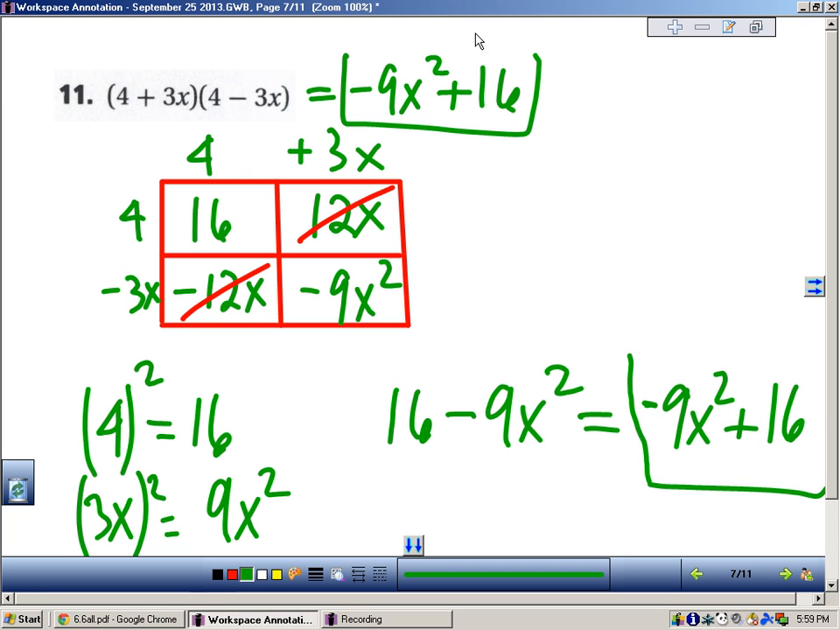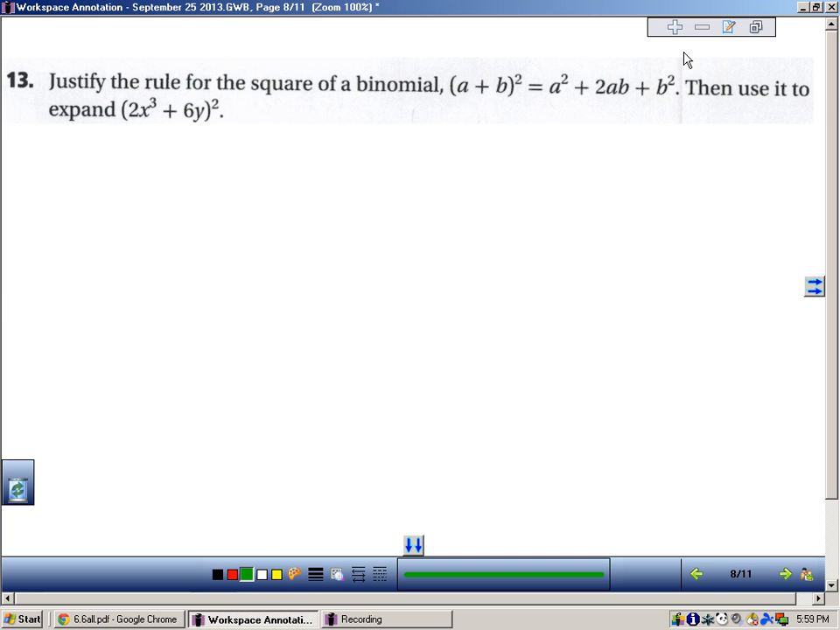Moving on. Number 8. This one says justify the rule for the square of a binomial, then use it to expand the expression given below. So I can do that. So how do you justify a rule? Well, this is something that we've been talking about, justifying things algebraically. Just like a proof in geometry, it's similar to a proof in algebra. So the way we justify is we show our work step by step.